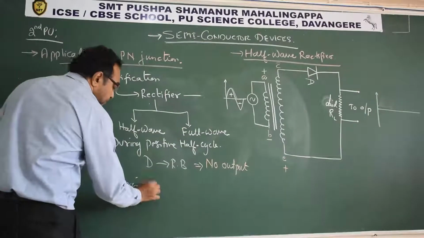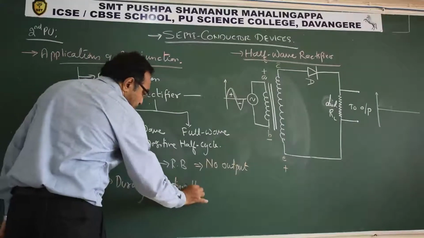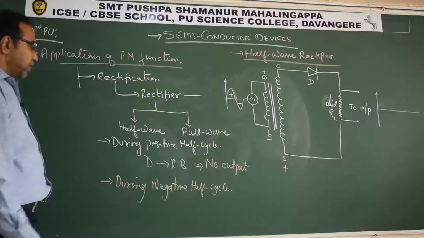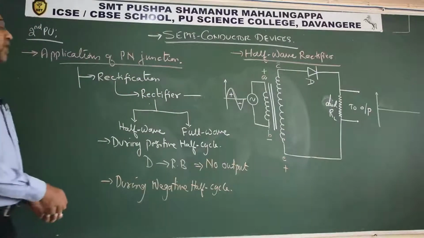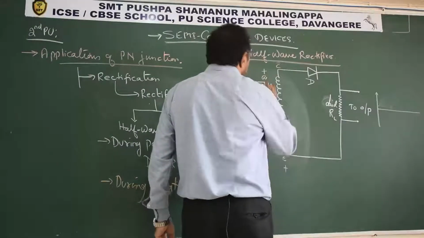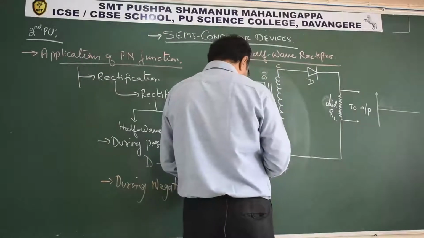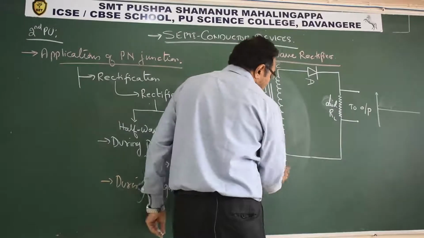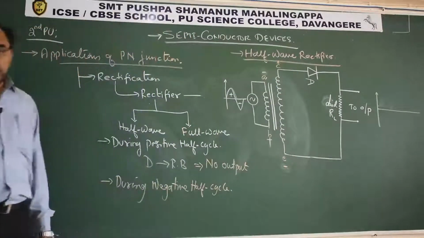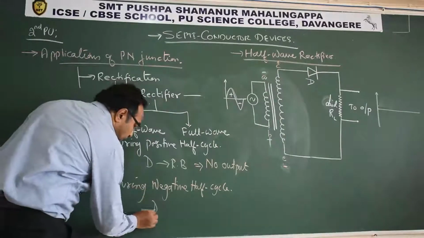Now during the negative half cycle, what will happen? During the negative half cycle, A will become negative and B will become positive, because of which E will become negative and C will become positive. Now what can you say? Now we see that the diode is forward bias.